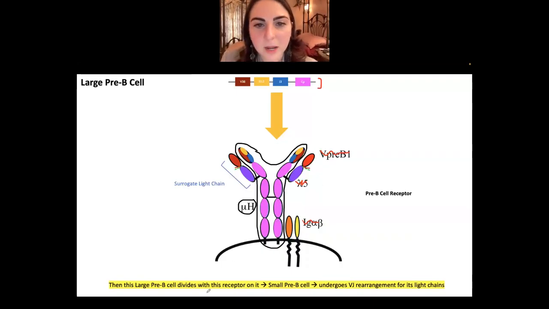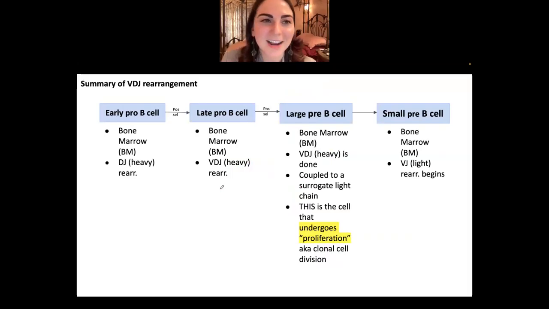I wrote down here, if now it's able to divide with these surrogate light chains, now we can undergo VJ rearrangement for the light chains. Okay. So here's what I said. I knew it was going to be kind of confusing. So VDJ is for the heavy chains. VJ is for the light chains.